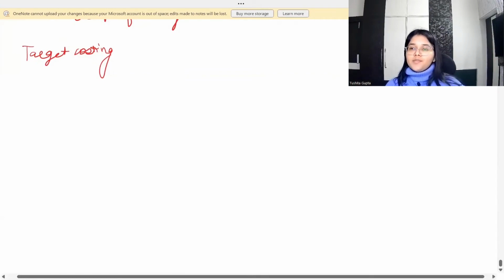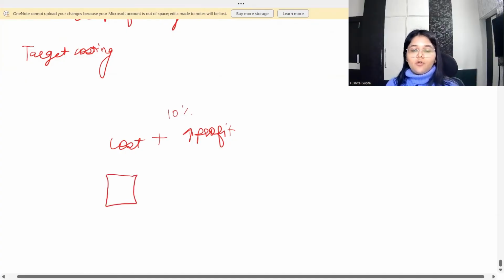In the cost plus pricing method, we find out the cost and then we add some sort of profit margin according to that cost. Maybe let's suppose 10% of that cost. So this is cost plus pricing. But in target costing, we are doing the opposite. We are setting a target for ourselves that this is what the cost should be, and then we will decide our margins accordingly.